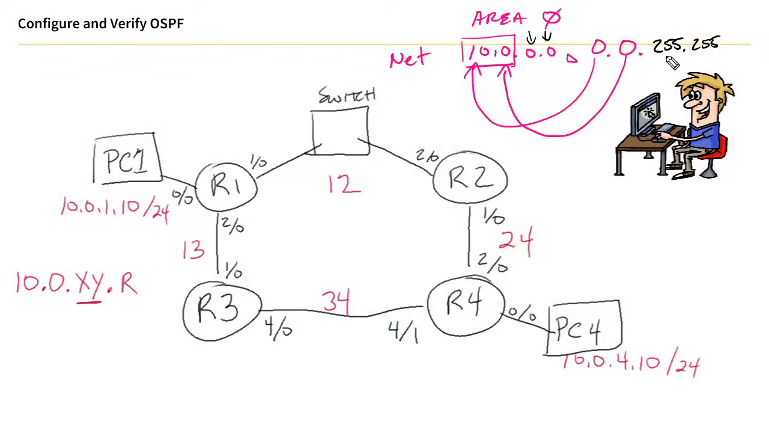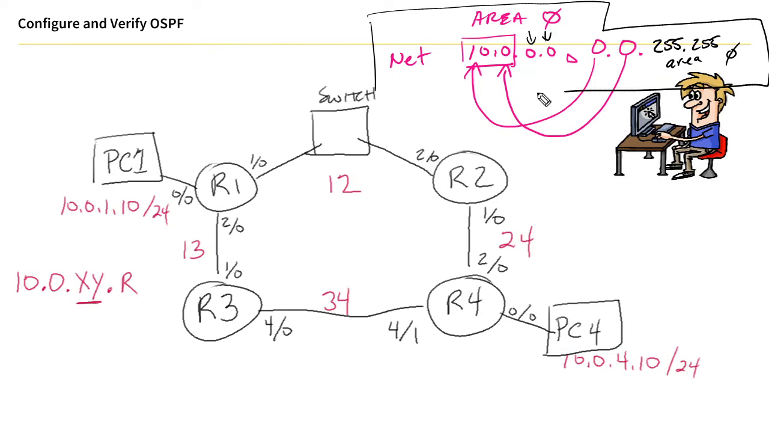And then we're just going to specify that we are going to put these into area 0. So that's our plan right there. Oh, one more thing. Each of these routers has a loopback interface, and it matches the router number. So router 1 has a loopback of 1.1.1.1, and router 2 has a loopback of 2.2.2.2.